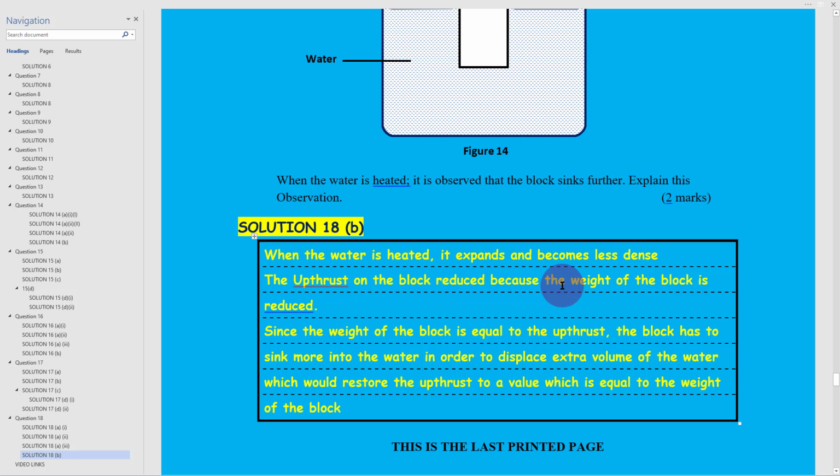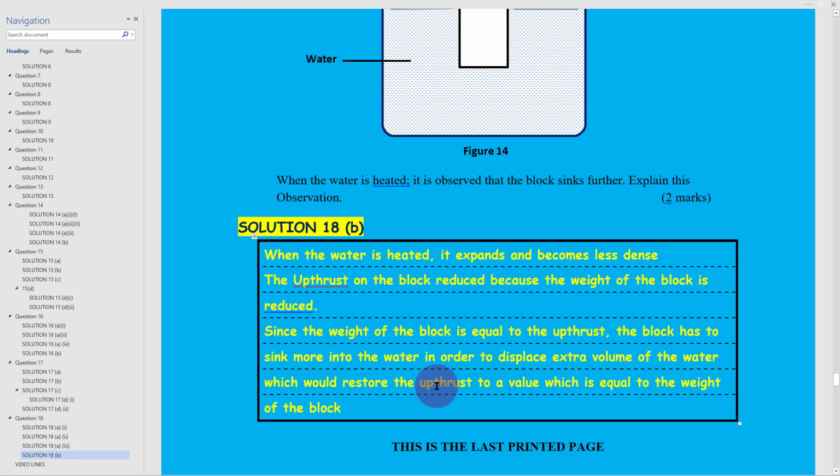So as I read these answers, I'm able to see the kind of mistakes I've made too. So the correct answer is, when the water is heated, it expands and becomes less dense. That one is a fact. The upthrust on the block reduces because the weight of the water displaced reduced on account of the reduction in the density. Since the weight of the block is equal to the upthrust, or must be equal to the upthrust, the block has to sink more into the water in order to displace the extra volume of the water, which would restore the upthrust to a value which is equal to the weight of the block.